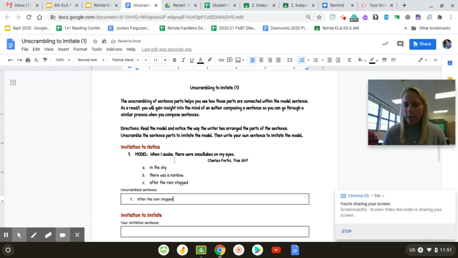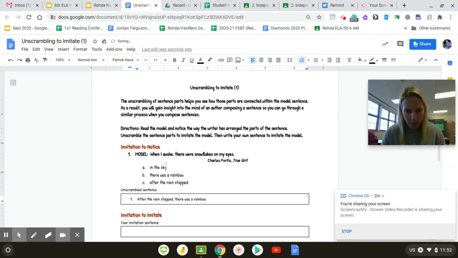And it says, "when I awoke." So after the rain stopped, comma, because I noticed the author put a comma here too, there were snowflakes on my eyes. Now I have "there was a rainbow in the sky." So I could say after the rain stopped, in the sky there was a rainbow. Or after the rain stopped, there was a rainbow in the sky. I notice this author used "there," so I'm going to do the same thing. After the rain stopped, there was a rainbow.